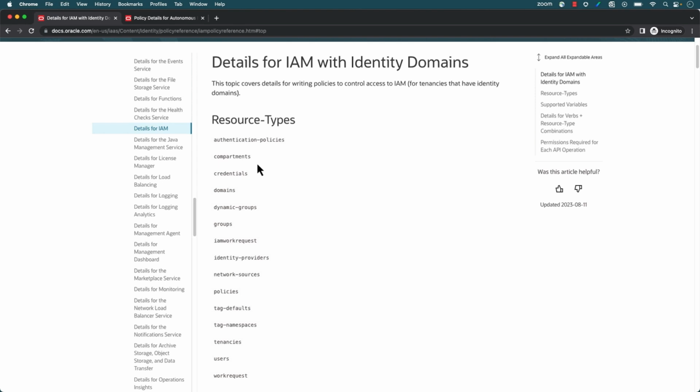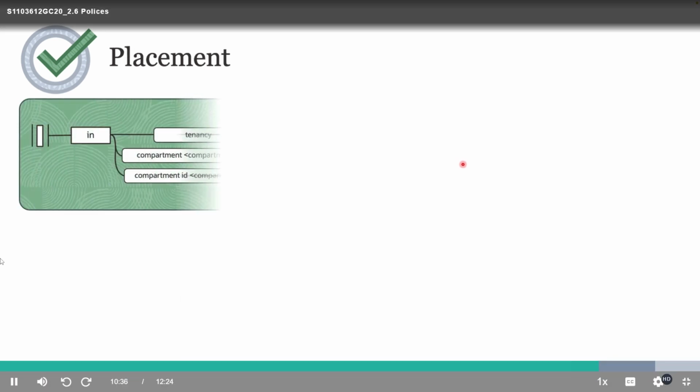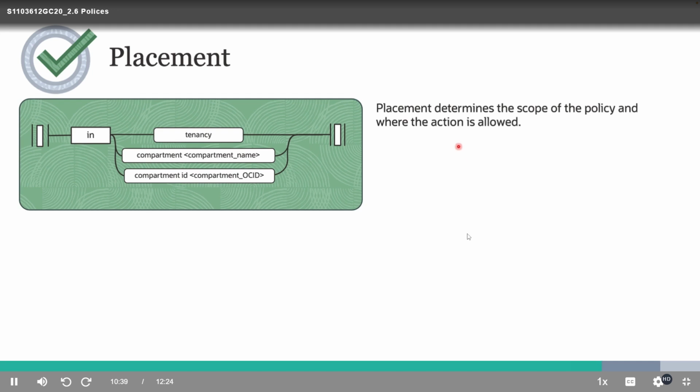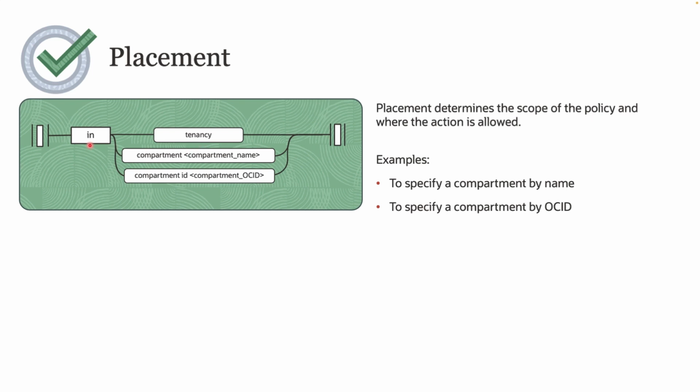for identity resource. Now coming back to our third component of the syntax, that is placement or location. So placement basically means where you are allowing your subject to perform actions. You can allow them to perform action in entire tenancy by saying in tenancy, or you can scope it down to a particular compartment. For compartment, you have two options. You can define compartment with name by saying in compartment and the name of the compartment, or you can use the OCID of the compartment by saying in compartment ID space the OCID of the compartment.